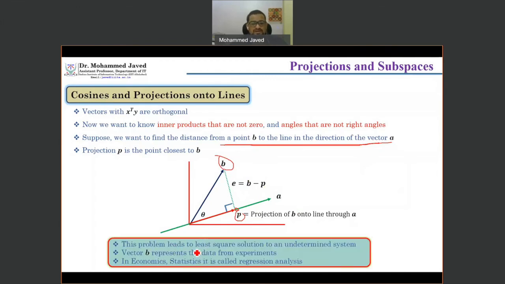So this problem leads to the least squares solution to an undetermined system. Vector B represents the data. So all these vectors represent the data from the experiments. In economics and statistics, this idea is called regression analysis.